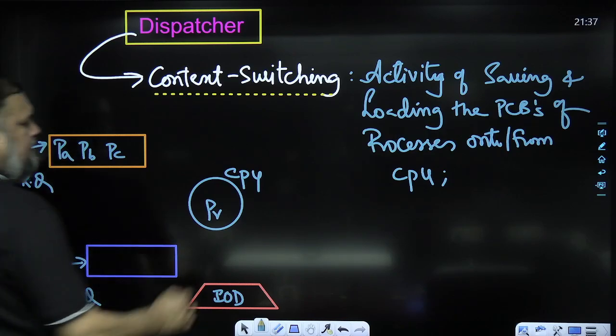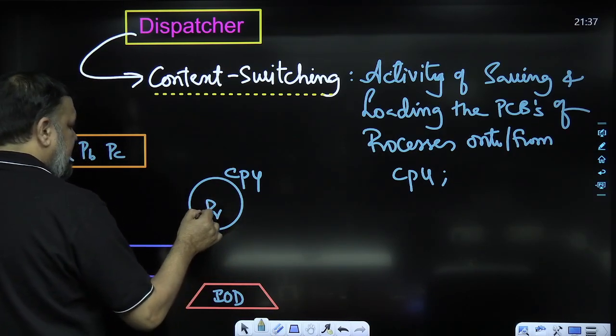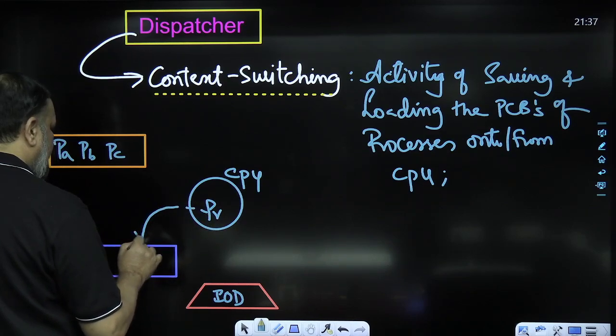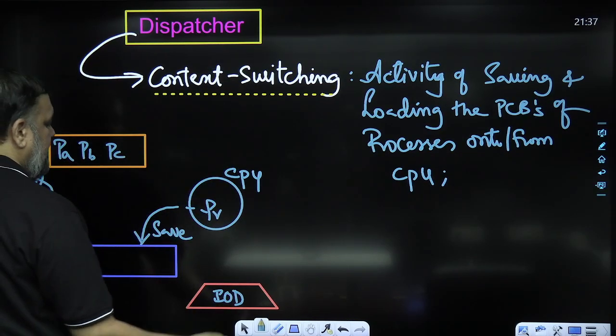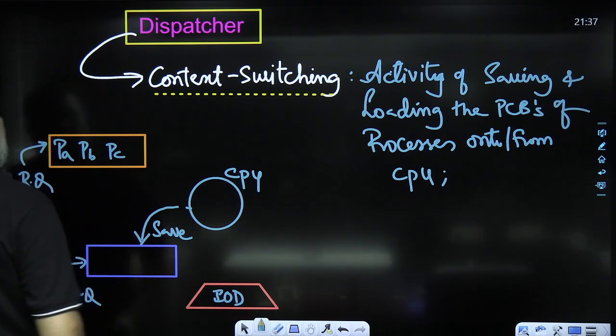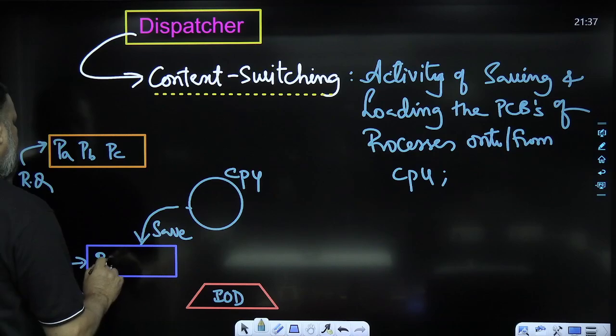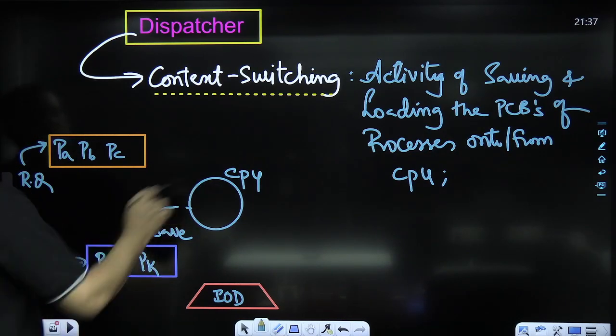After some time, if PR needs to go for an IO operation, then I have to save the PCB of this process into the device queue. So who is going to do that? That is done by this module called dispatcher. So PR leaves the CPU and gets its context saved. Already some processes may be there, PI, PJ, PK. So PR gets added. Now the CPU becomes idle.